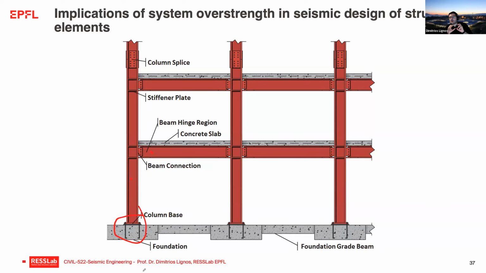Otherwise, when the earthquake excitation comes in, if I don't consider this logic and I don't carry this system overstrength into my calculations, I may have a weak link that could be an element that I don't want to damage, and in this case could be a column or the actual foundation.